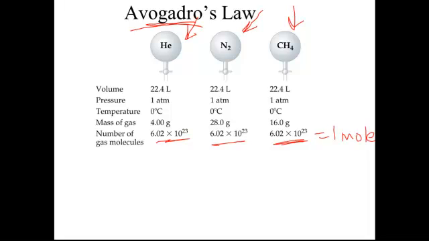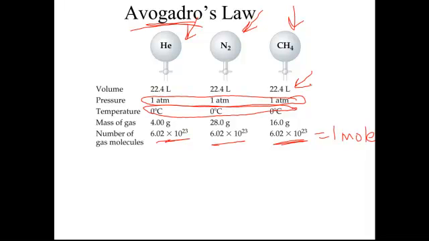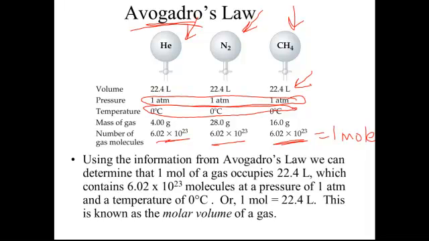There are 3 different gases, helium, nitrogen, and methane. And you'll notice that at the same temperature and the same pressure, they all occupy the same volume. And we're going to talk about how we come up with that number here in just a little bit.